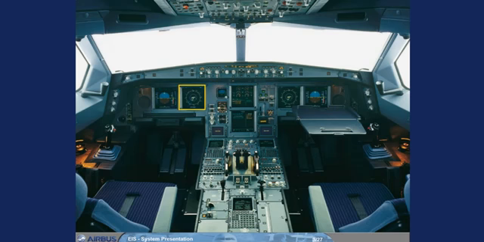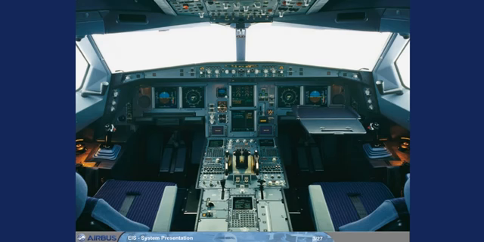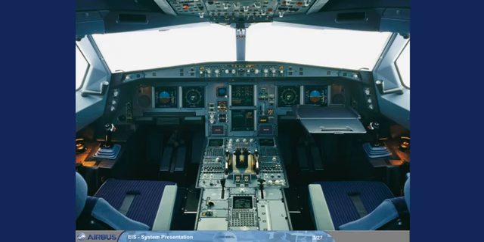The Electronic Instrument System, EIS, consists of 6 identical liquid crystal display units, LCD. The EIS is divided into 2 subsystems. The Electronic Flight Instrument System, EFIS, for which each pilot has 2 displays. The Electronic Centralized Aircraft Monitoring System, ECAM, which uses the 2 displays in the center to provide information on the aircraft systems. Let's look at the EFIS system first.